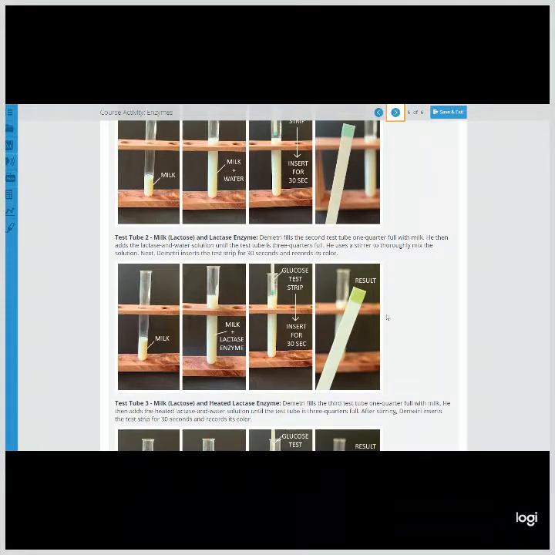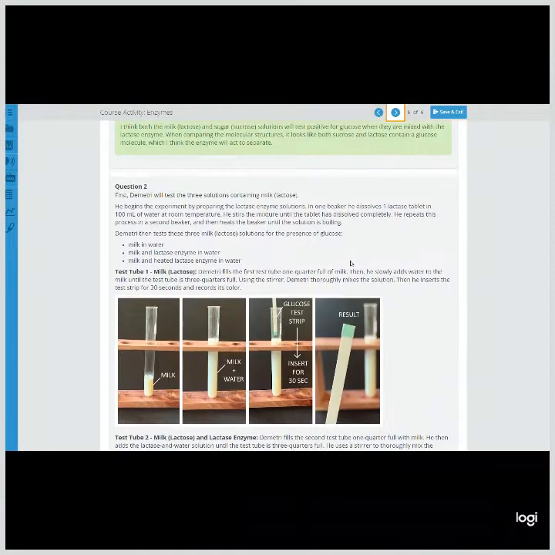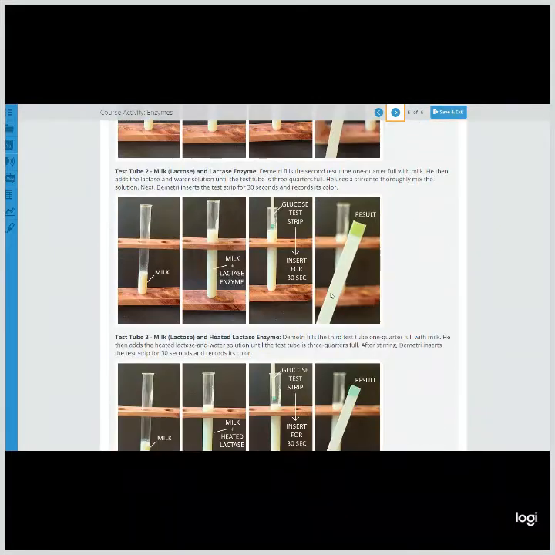So in test tube number 2, the Dimitri filled it about one quarter full of milk, and then 3/4 full of water, plus the lactase enzyme that was a lactase pill that was dissolved in the water. They stir it up, mix it. They put the glucose test strip in there for 30 seconds. Now, if you look at this color versus that color, is there a change? Yes, I would say there's a change. And the change goes towards being positive. So I would say in this test tube, it definitely is positive.